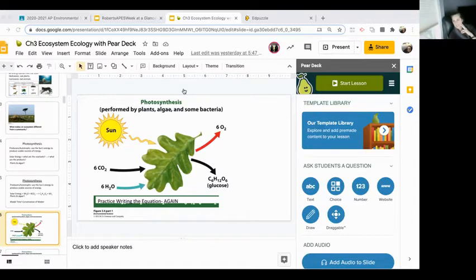Okay, but this is kind of a cool feature. I like this because then I can see what you guys are thinking and we can also kind of correct that thinking. That's kind of nice. All right.